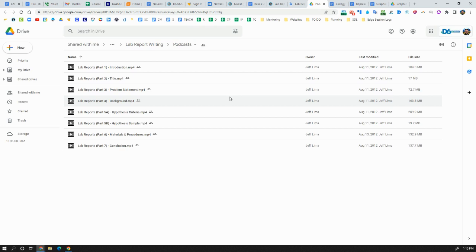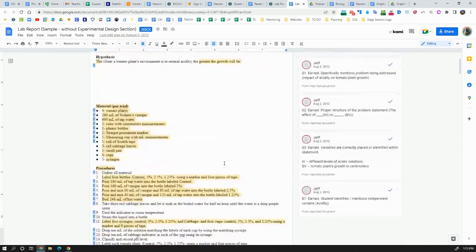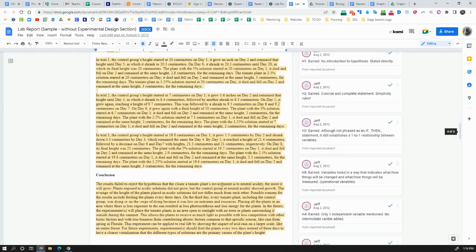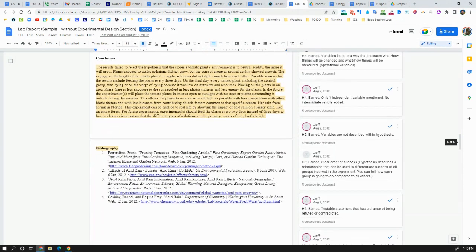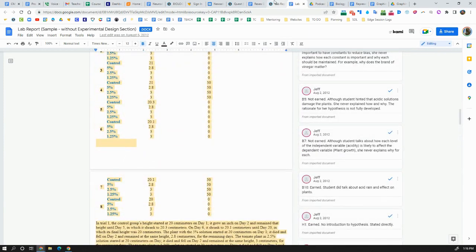And don't forget, there's a completely separate podcast series that talks about each step of the process of writing a lab report, including analyzing the data. And there's also a lab report sample where you can see me doing analysis of data for other experiments. And there's two samples like that. One of them is in physics, the other one's in biology. And you can see what data analysis looks like by looking at those samples.